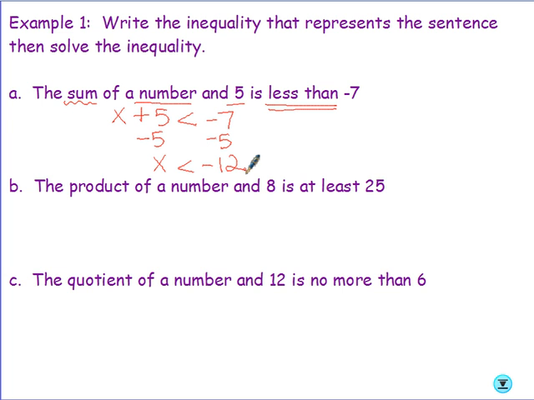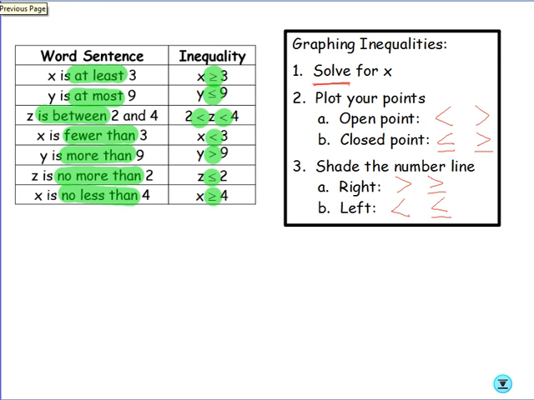The first word I see, the product of a number and 8 is at least 25. Hopefully you learned that product in math means multiply. You are multiplying a number and 8. We just talked about a number means x, and 8 is already given to you. And then we see the phrase is at least. That's one of those phrases you have to know. If you need to look back, at least looks like it's here at the very top. So at least is greater than or equal to.